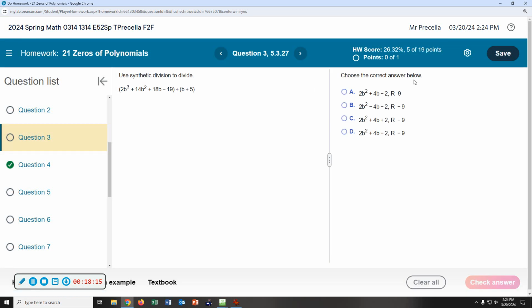Oh, this one's a multiple choice. Oh, that's nice. Okay. And look at how they write the remainder. So they just say R9. I would like to see R equals, but that's not. So it looks like either it's going to be a negative 9 or a positive 9 as the remainder. Let me write the problem down. 2b cubed plus 14b squared plus 18b minus 19 divided by b plus 5.